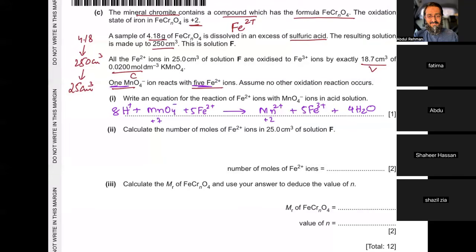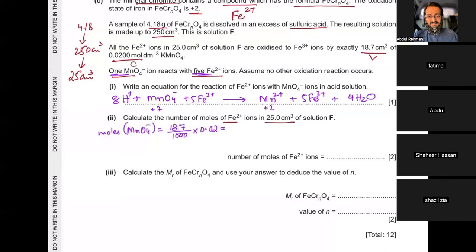So 18.7 divided by 1000 multiplied by 0.02. Yes. Okay. So it's 3.74 exponent minus 4. So these are the moles. Now the ratio is 1:5, so I'm going to multiply it with 5. So we will get the moles of iron. On multiplying with 5, it is 1.87 exponent minus 4. No, 1.87 exponent minus 3.